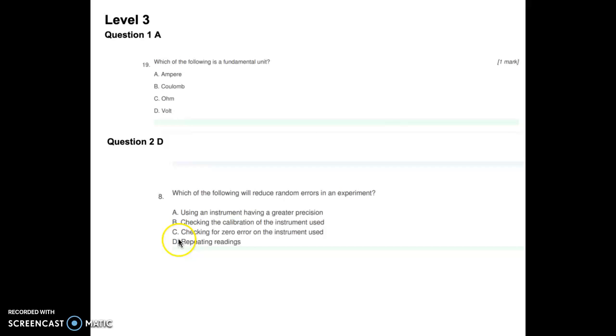Repeated readings would target random errors because random errors occur because of one-time events. So it's very unlikely that that one-time event will happen twice.